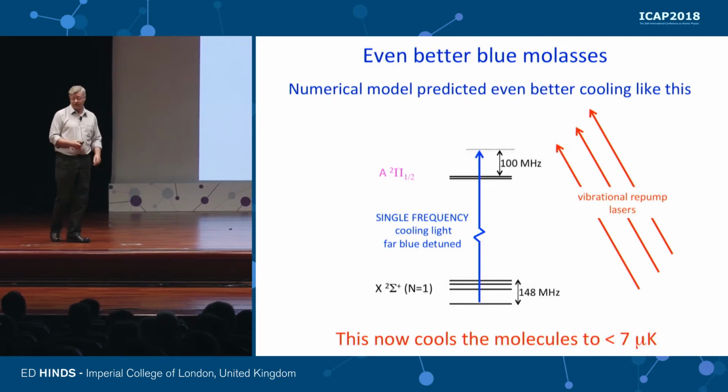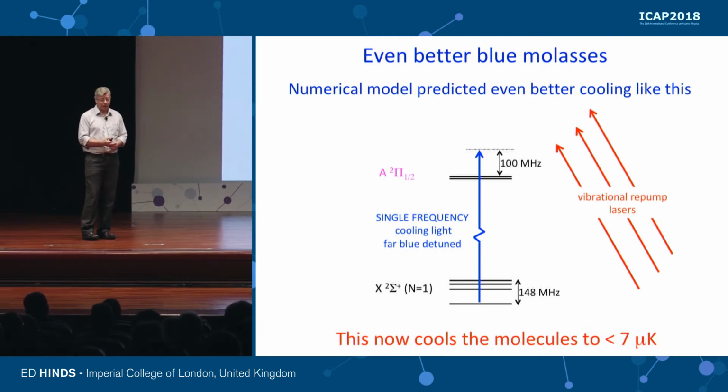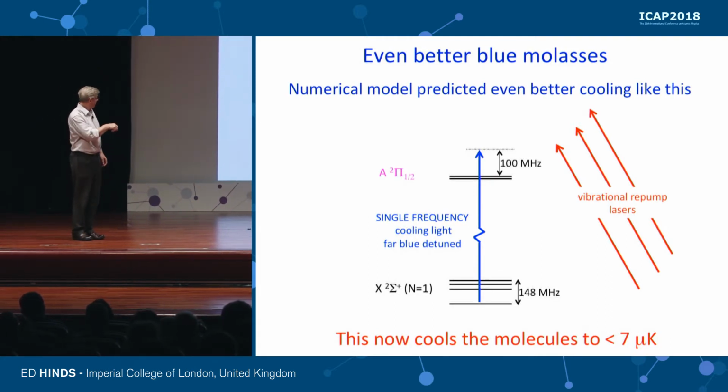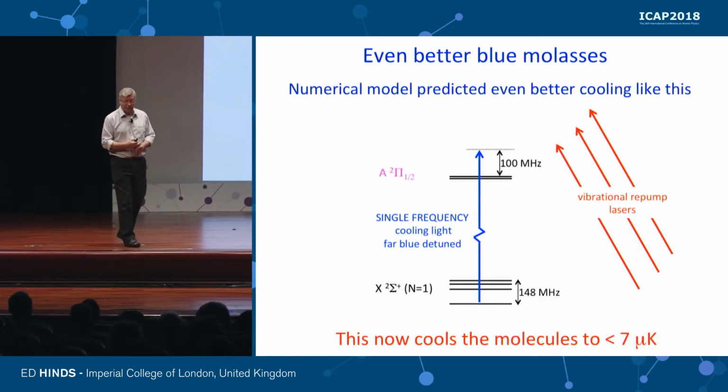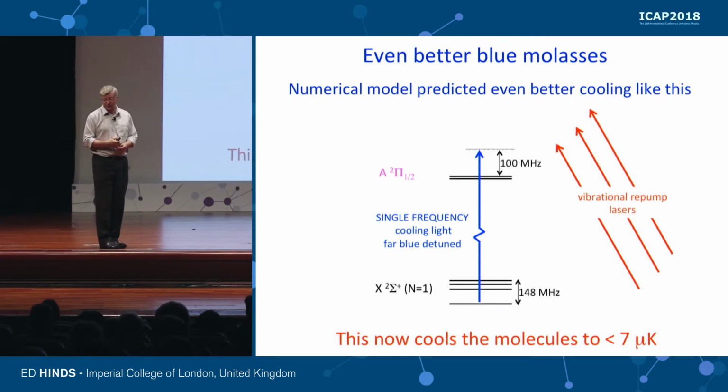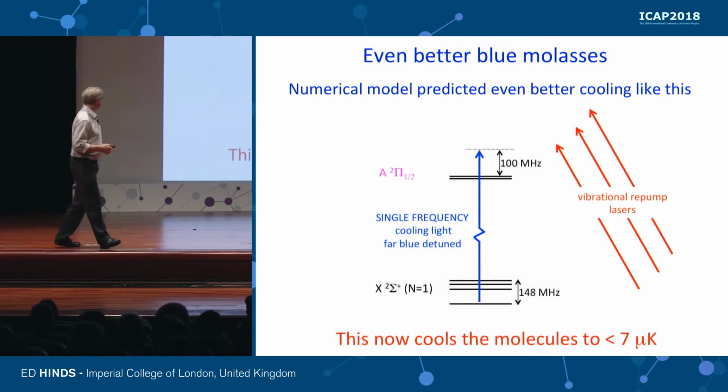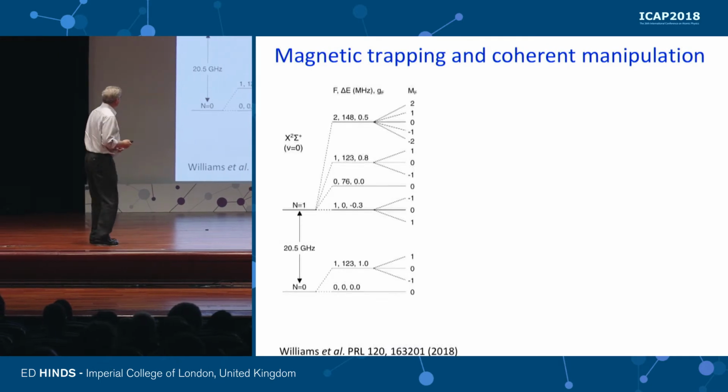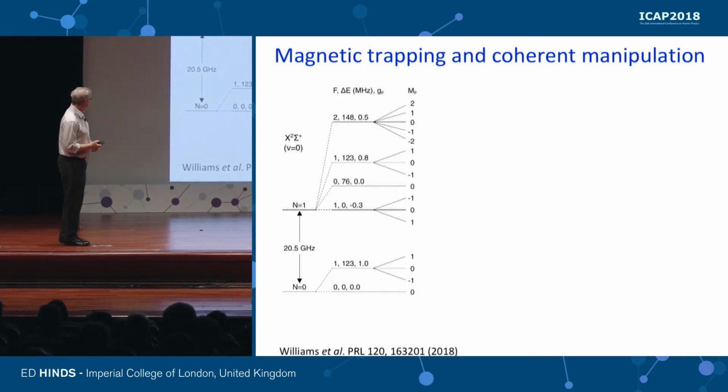And it does. So that's given us a temperature now of 7 microkelvin. It's amazing. You need 100 megahertz detuning from this bottom level, which is 250 megahertz detuning from the top level. It's all about the dark states. So now we have a cold molecule cloud.